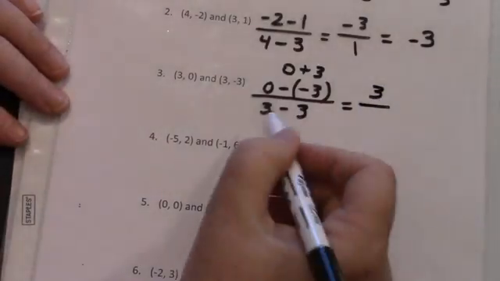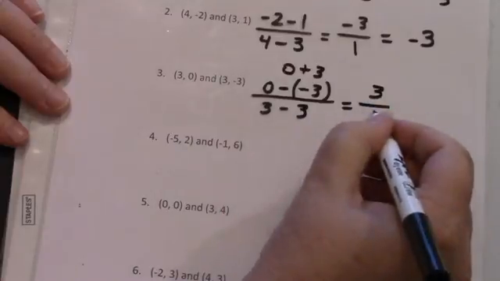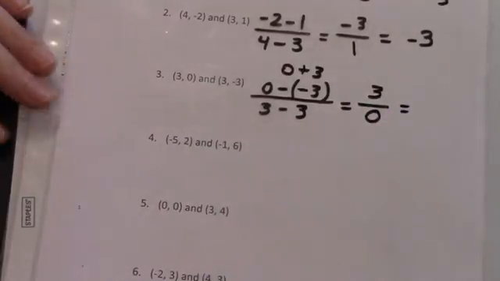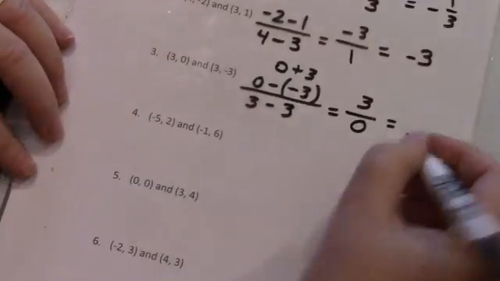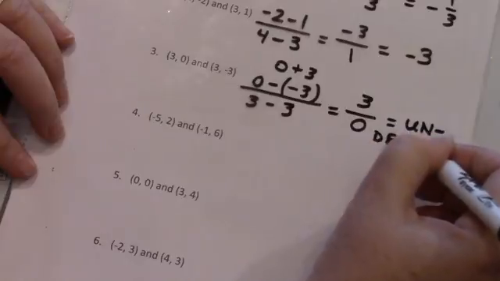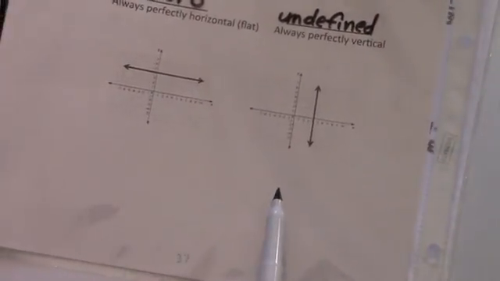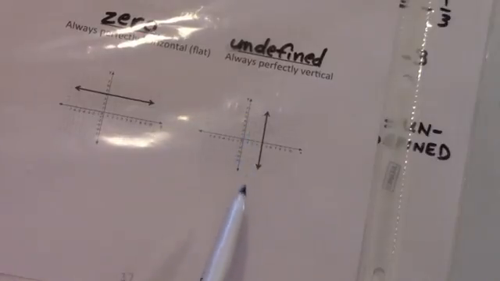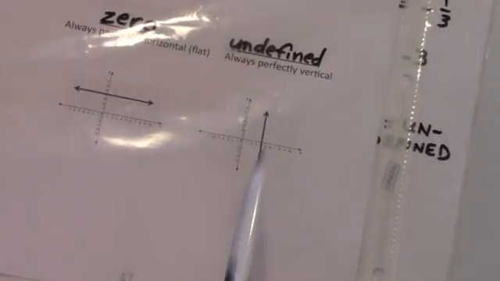And here we have 3 minus 3. That is 0. Now this is the first time we've come up with this. Does this fraction equal 0? It actually doesn't. It's actually undefined. It is impossible to divide 3 or any number by 0. This slope is undefined. This would be a case, if you go back to page 37, if we were to graph these coordinates, it would be a line looking straight up and down, undefined.